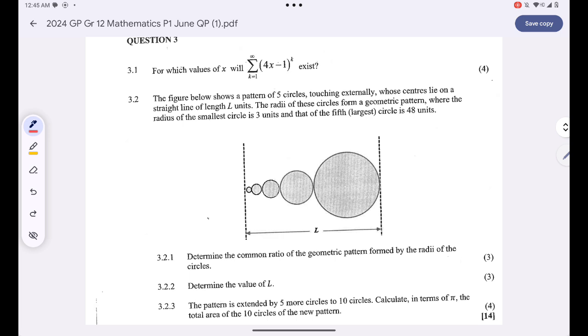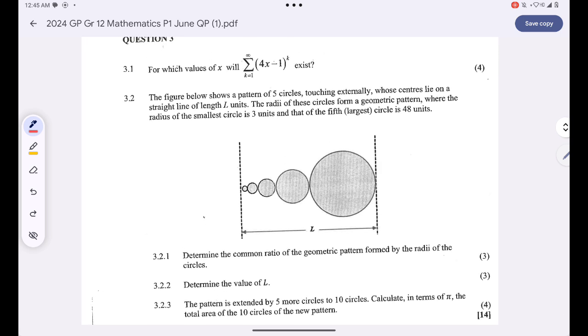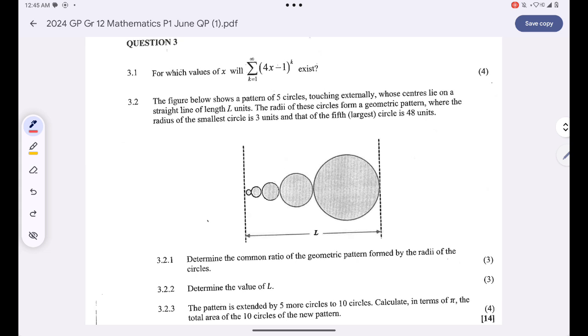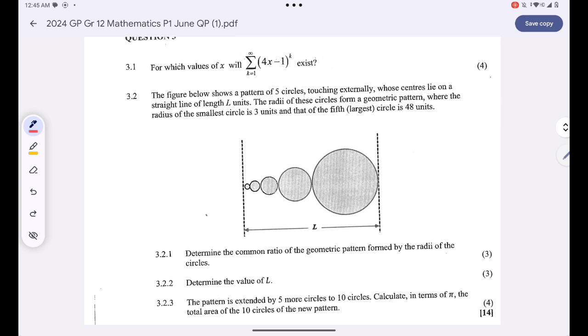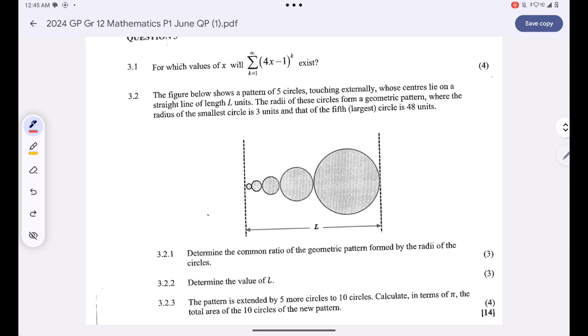In this video, guys, I'll be tackling the third question from the Mathematics Paper 1 examination, which was written in June in the province of Gauteng in the year 2024. Please do expect a total of 10 videos since the question paper had 10 questions in total. This simply means that each and every question will have its own video. So guys, please do take this seriously.